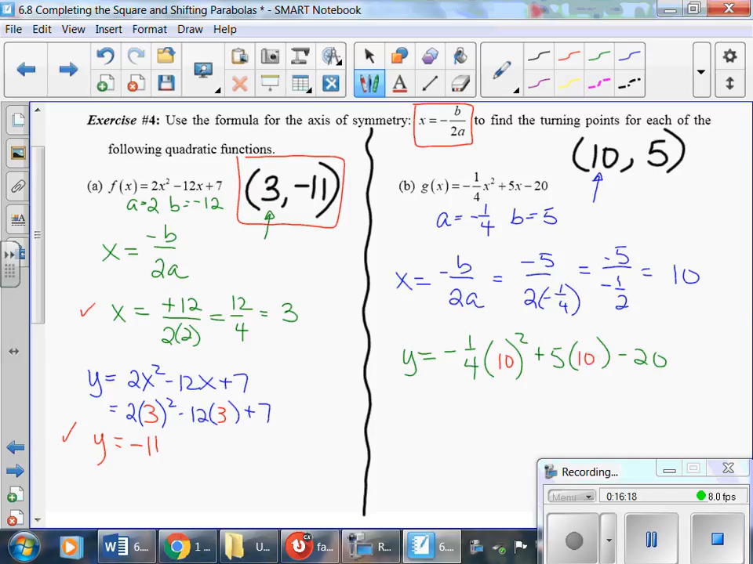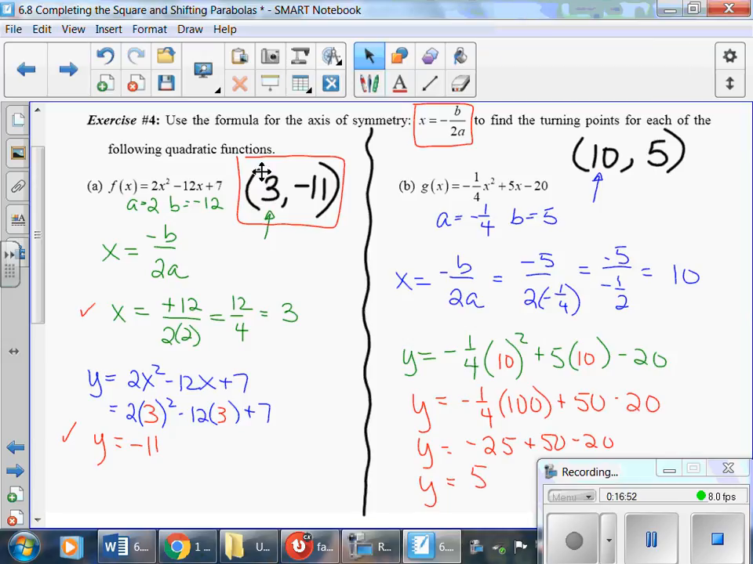Now, if you were here, I would tell you simply put this whole thing into your calculator. So y is equal to negative 1/4 times 100, because you don't have your calculator, plus 50 minus 20. After we do the math, we get negative 25 plus 50 minus 20, and the whole thing turns out to be 5. You get 50 minus 45, which is 5. Now we have the answer there already, and you're done.